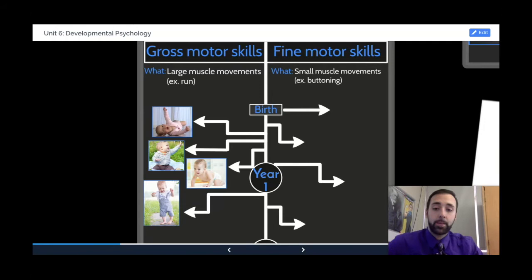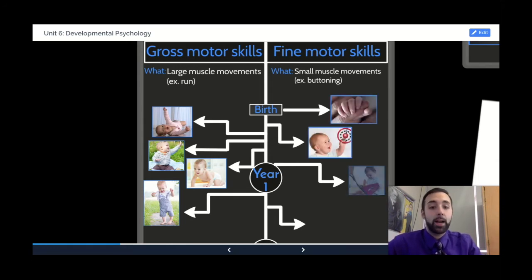The reason we're talking about this in the context of maturation is that the timeline for these large muscle movements is relatively set in stone. Someday you might be a parent and your child's going to walk around the age of 1. That's pretty typical because the maturation process to facilitate that human behavior is relatively uninfluenced by environment. It's pretty set in stone. There is a timeline for developing that skill. There's also a timeline for developing fine motor skills.